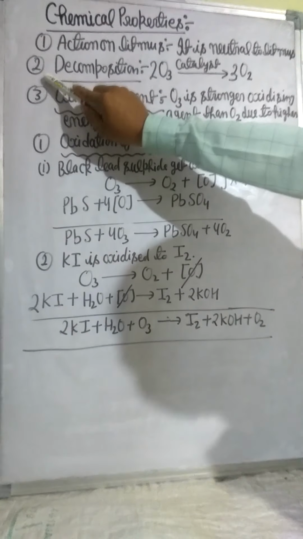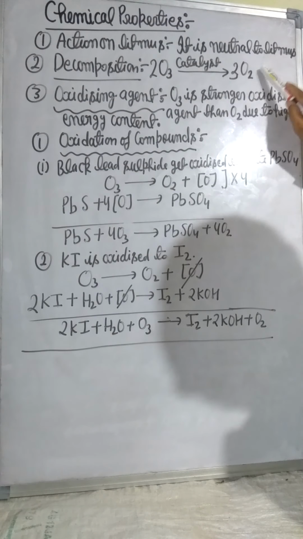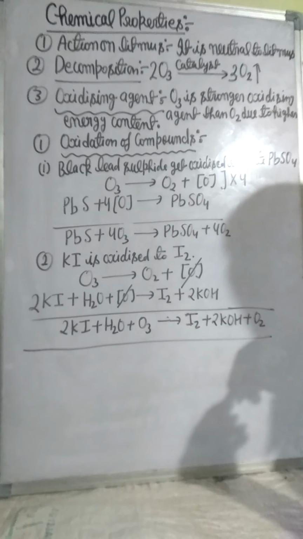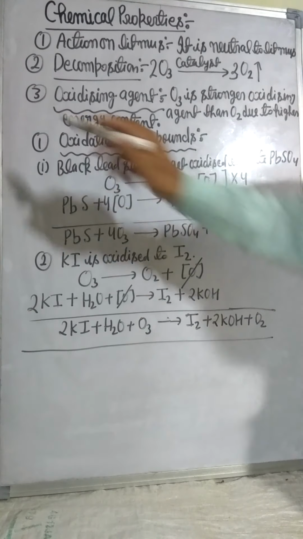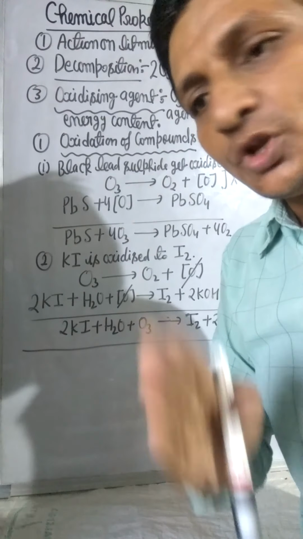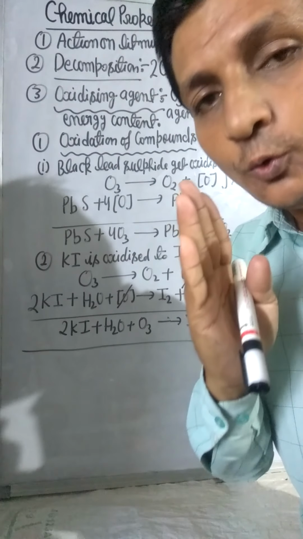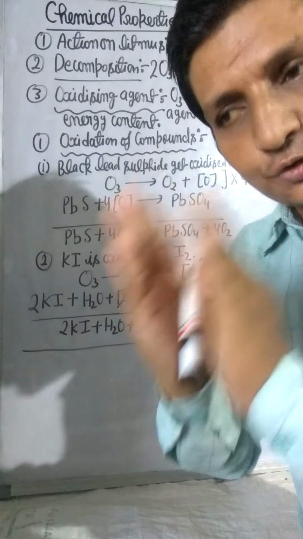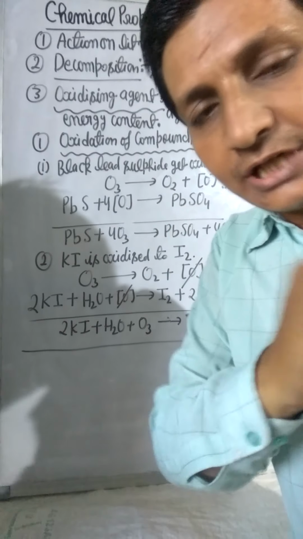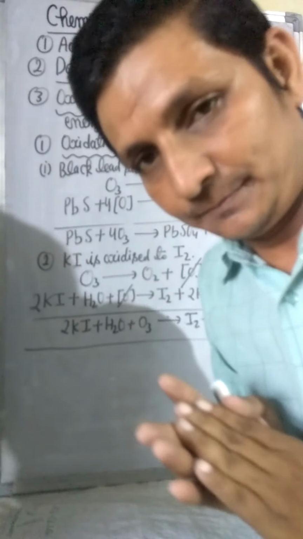Second chemical property, decomposition. Ozone decomposes in the presence of a catalyst to give oxygen gas. Third point is oxidizing agent. Ozone is a stronger oxidizing agent than oxygen due to the large energy content in ozone. Ozone decomposes to give O2, oxygen gas, and nascent oxygen.